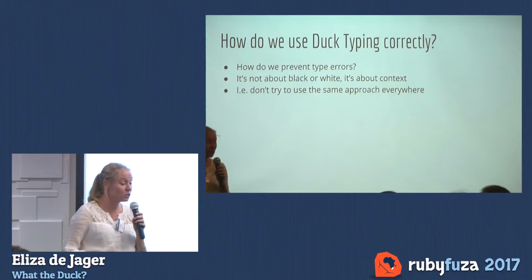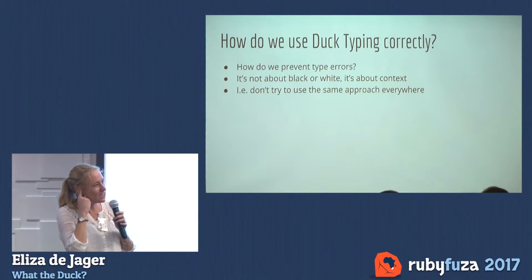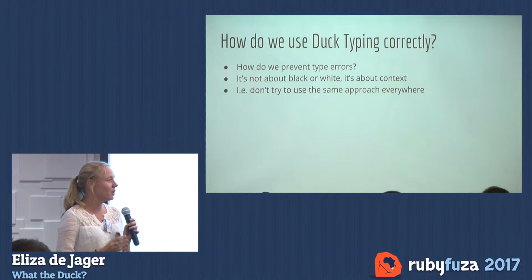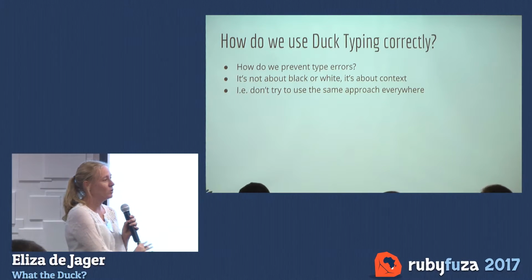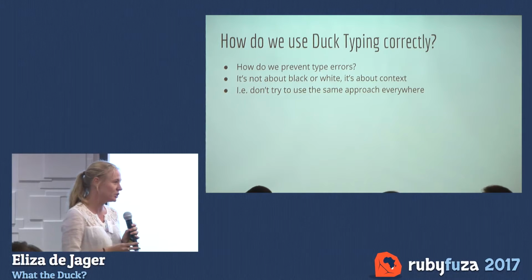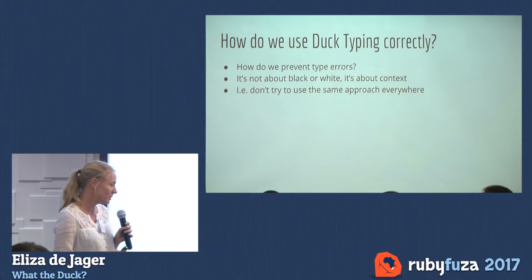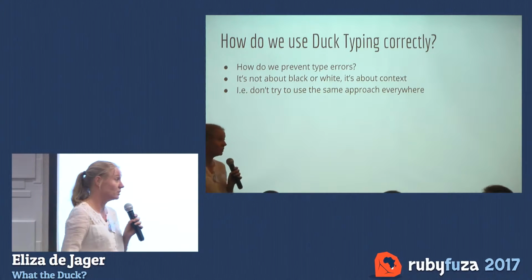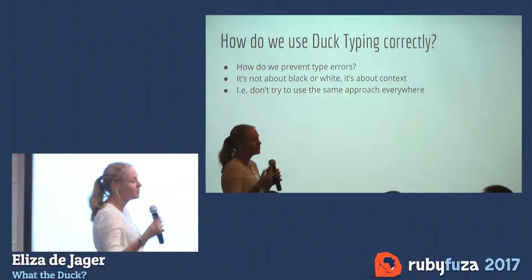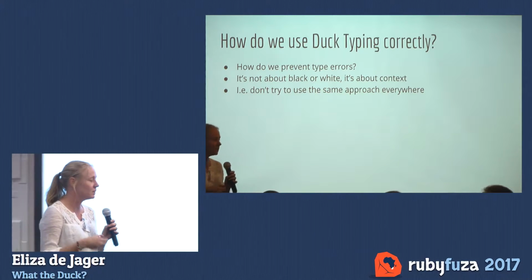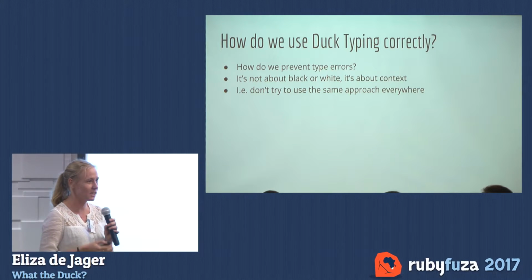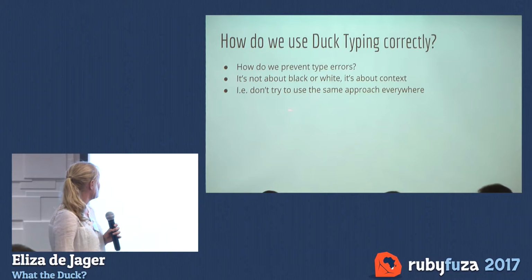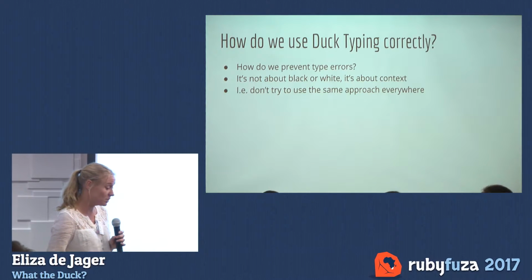Now the point I'm going to try and make here is that it's not really about finding one way that works and trying to apply that consistently over your whole system, saying this is how we're going to check types, and that's just the way it's going to be in the program. The idea is it's about context, right? It's about what this particular method is doing, and what's going to make the most sense in that context in terms of trying to prevent type errors. So it's not really about using the same approach everywhere.